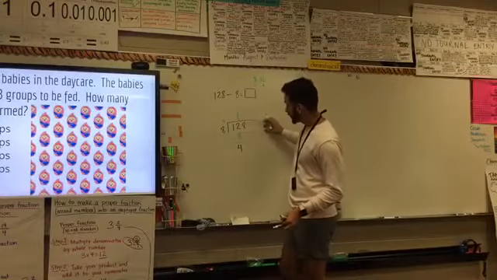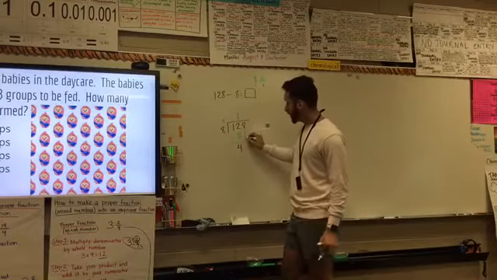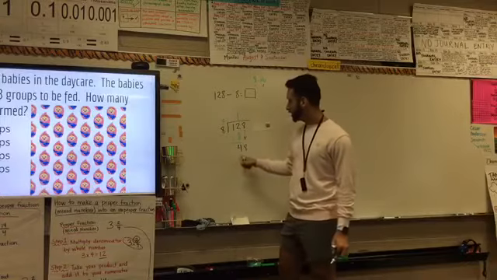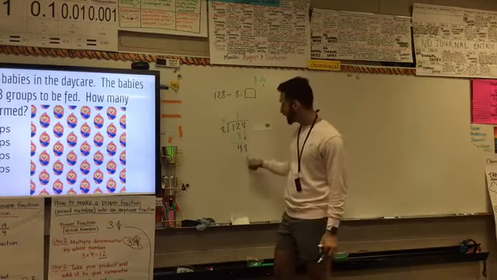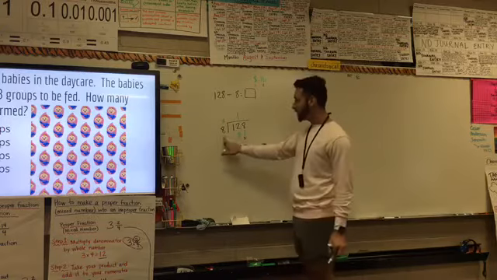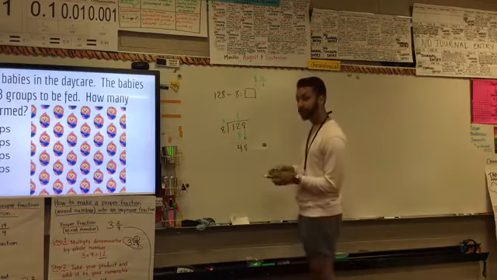Then you're going to slide this over again. Ooh, you have an 8 here. So you're going to take this 8 and drop it down beside the 4 to make the number 48. So then you say, okay, how many times does 8 go into the number 48?